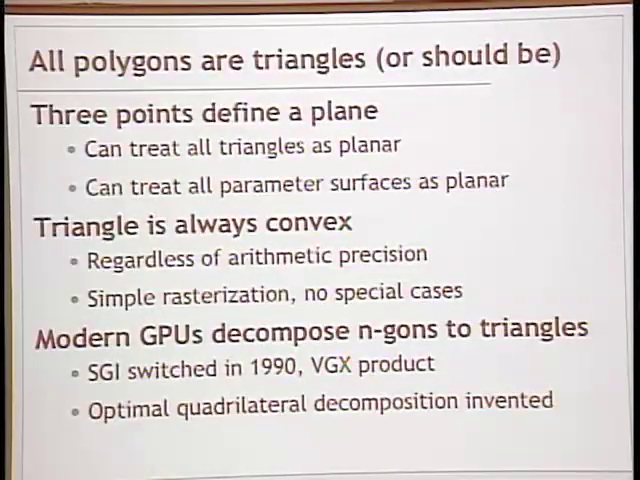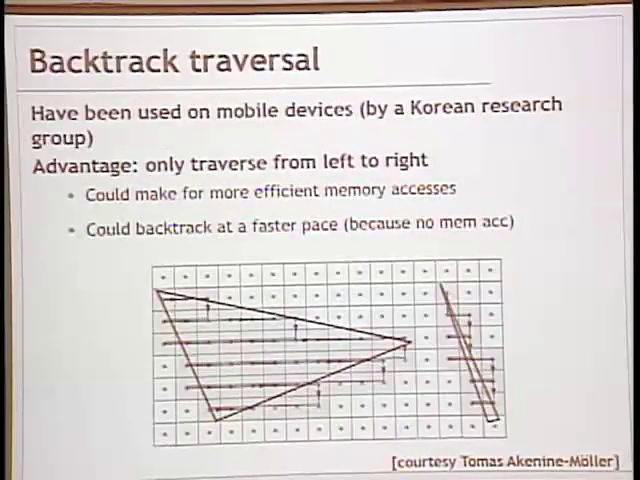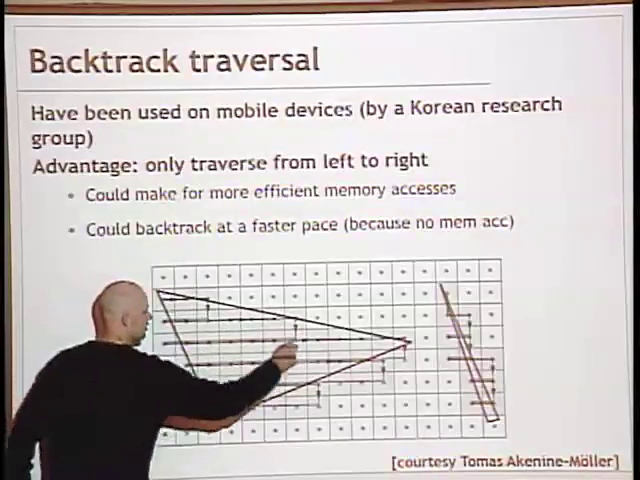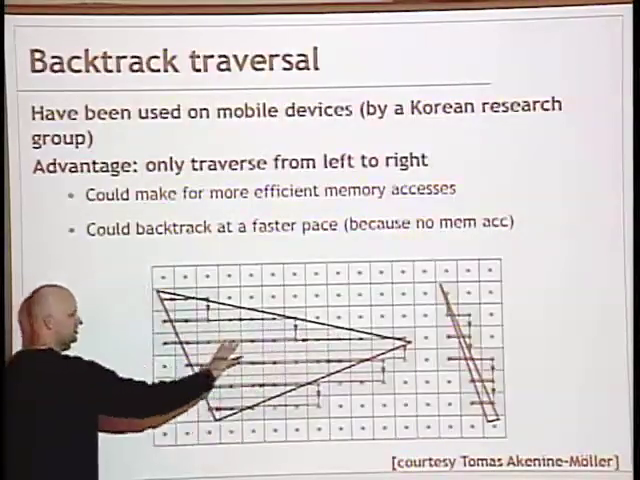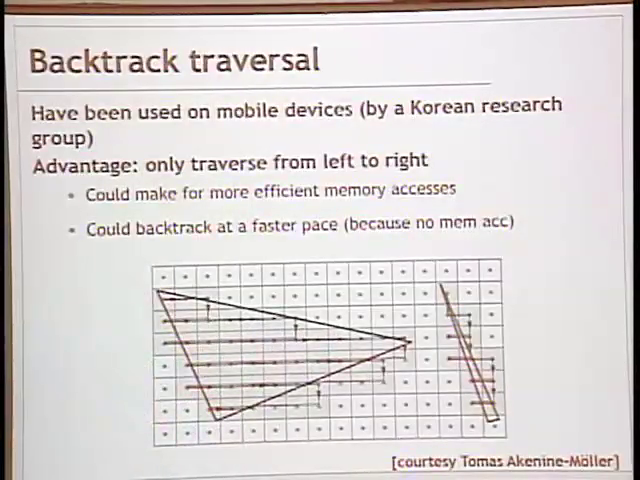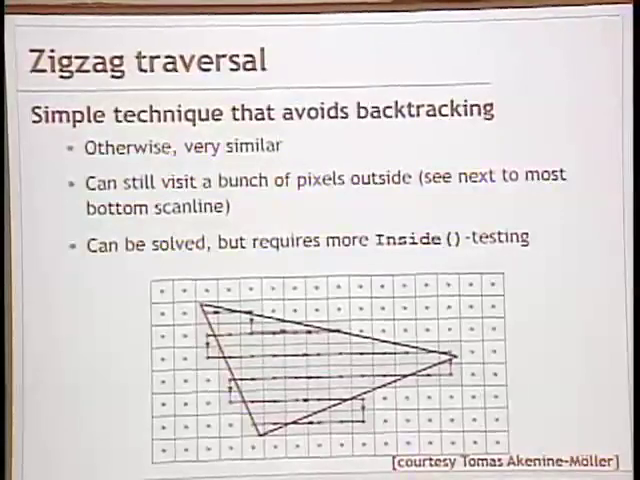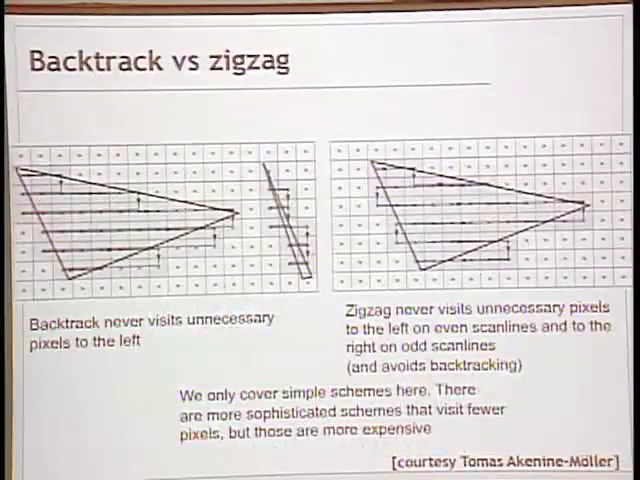I'm going to very briefly go through a few other traversals just so we can get to the next thing. We can do better than just bounding box style traversal. One thing we can do is backtrack traversal, where you go back, zip back here, and so on, and this is a fairly efficient thing to be able to do. You can do a zigzag traversal here, where you go right and then left and then right and then left. These are all dependent very much on what kind of triangles you get and so on.